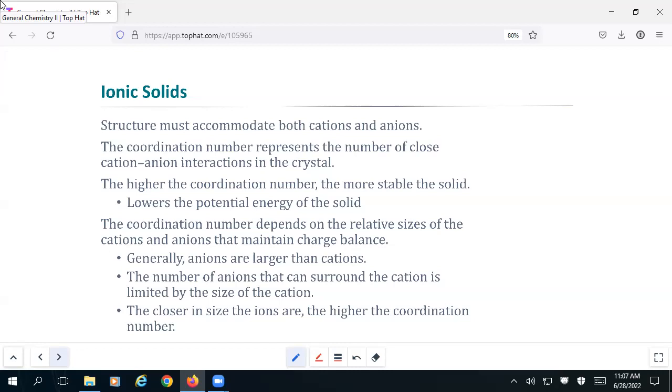So for example, we're going to talk about ionic solids. Now, ionic solids are going to resemble in a lot of ways the unit cells that we discussed yesterday. The difference is that we're going to have different interactions because we're not talking about all the same atom. Usually the anion, because it is larger most of the time, is going to be the thing that makes the structure of the unit cell.